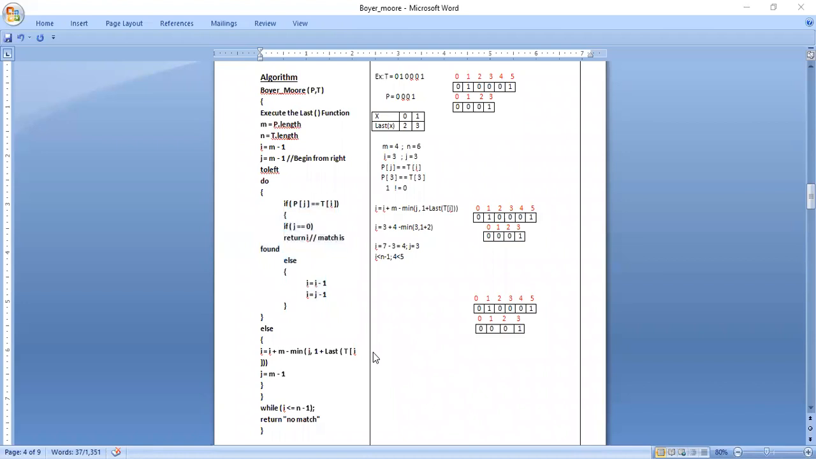It was 2. So 1 plus 2, 3. So minimum of 3 comma 3, it's 3. So how much is the value? 3 plus 4, it's 7. And minimum of 3 comma 3, it's 3. So 7 minus 3, 4. So now the i value is 4 and the j value is 3.